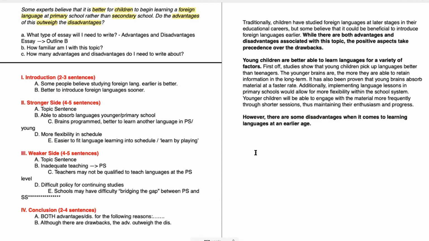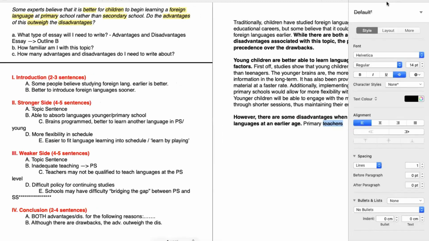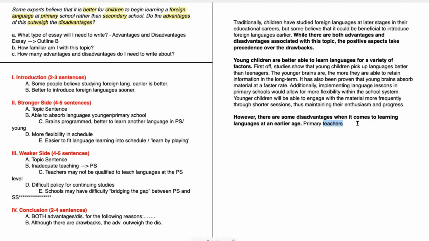All right, so I've set the scene. I know I'm going to be talking about disadvantages. Let's talk a little bit about the inadequate teaching. I'll say primary teachers, or if you want, you could say primary school teachers. So in this case, imagine that I've actually written this in my test booklet. Instead of scribbling out messily, I'm going to strike through just like you've seen here. You just do a simple strike through and then you continue writing next to it.